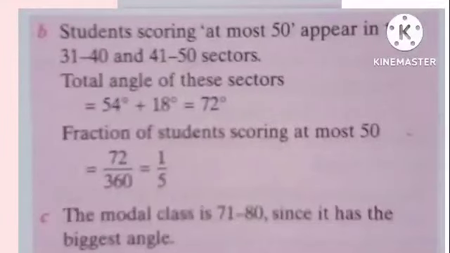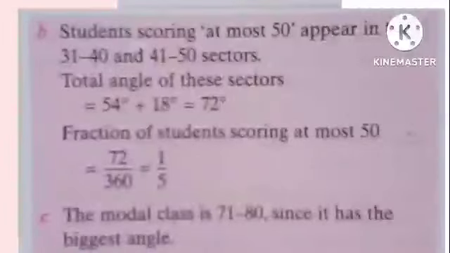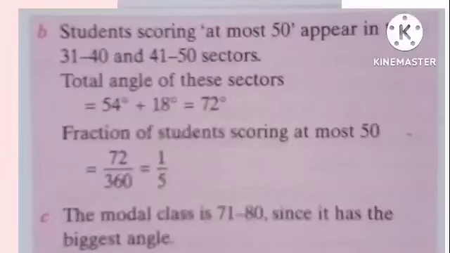And lastly, we have the modal class, which is the 71 to 80 class, because it has the largest sector. Now, if you are asked to look for the modal class in mathematics, it all has to do with the class that has the highest frequency, the highest height in a bar chart, or the highest sector in a pie chart. So depending on what you are given.